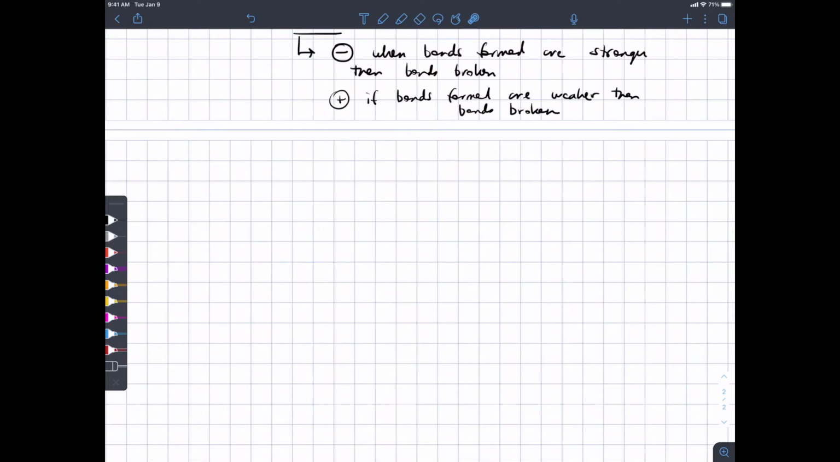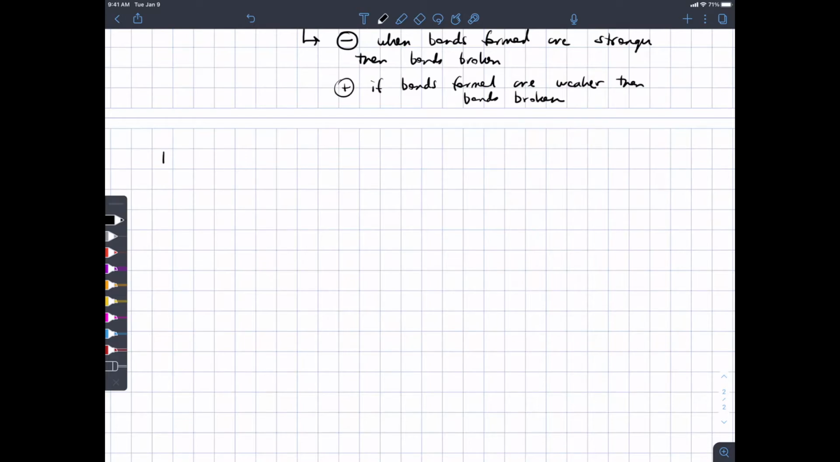The reactions that scientists have done these enthalpy measurements on are called bond dissociation. Bond dissociation. And we'll call this homolytic bond dissociation.